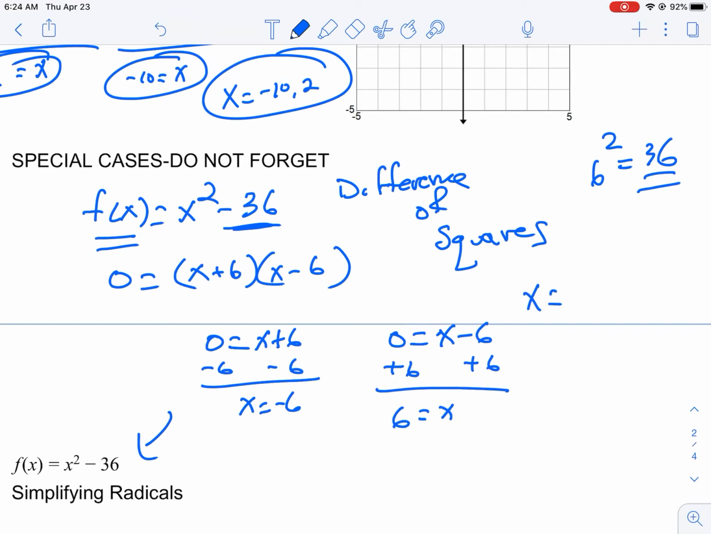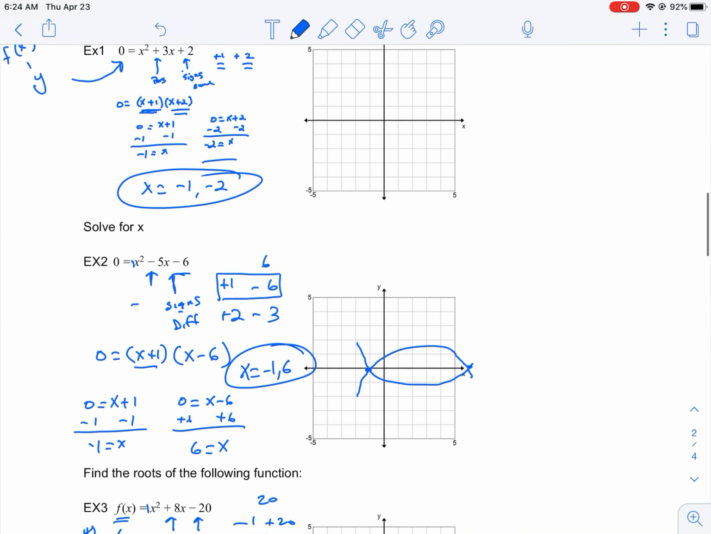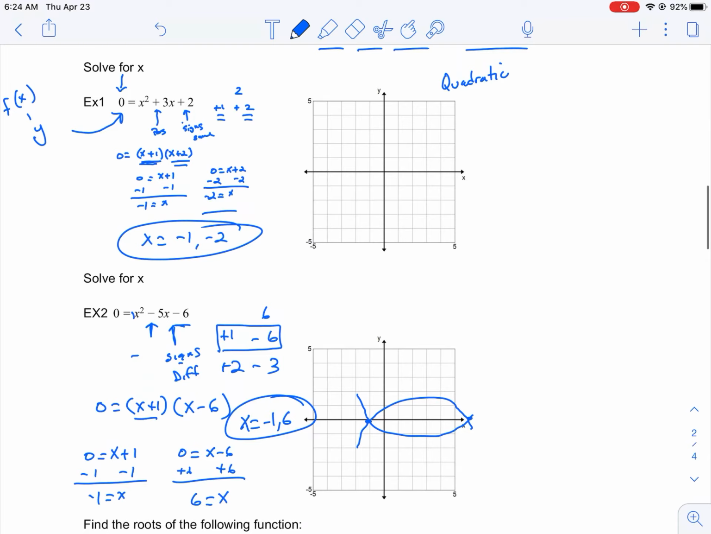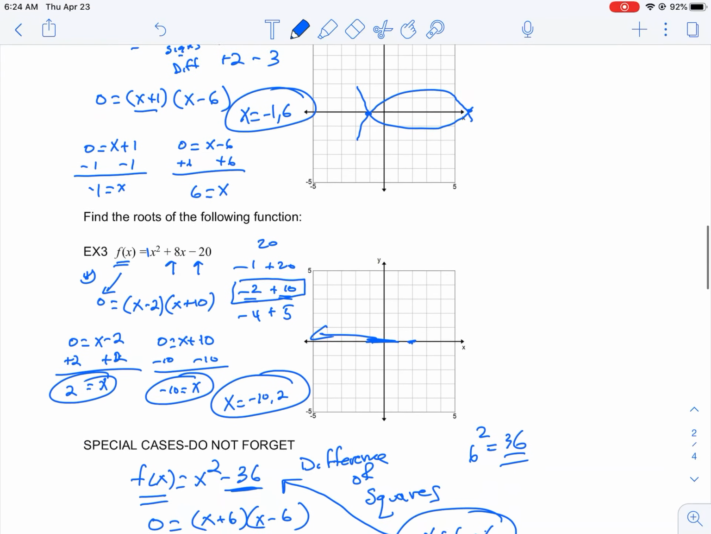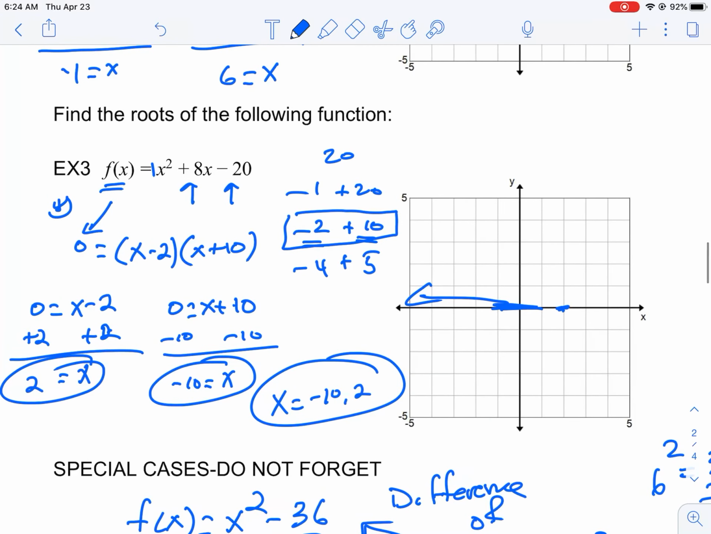So we have x equals 6 and negative 6. So one of the few times you get an x is a 6 and its opposite, negative 6. Okay? So we have all of our factoring that we have to do that we've already done. You've practiced the last couple days, difference of squares, but now remember, we're solving.